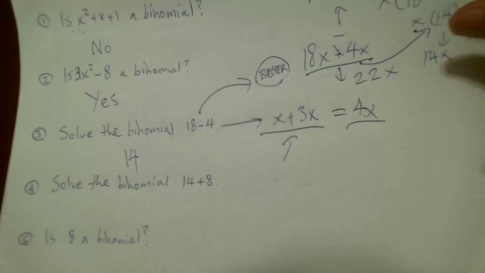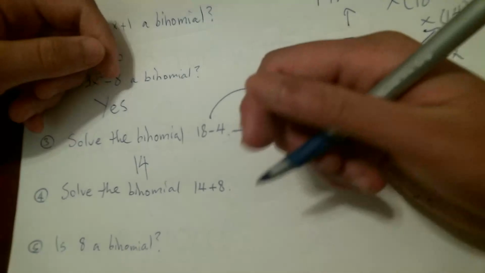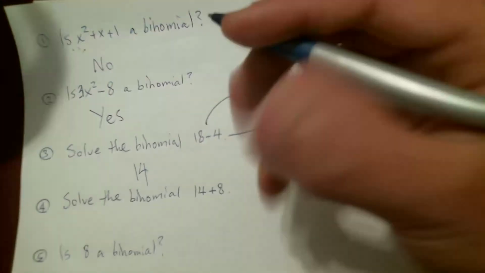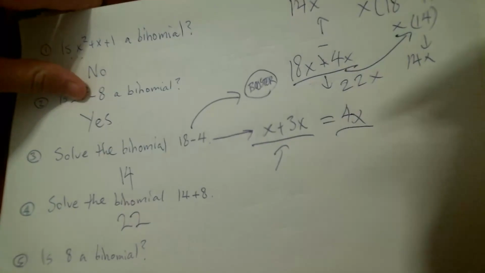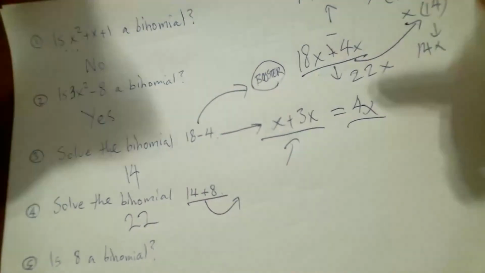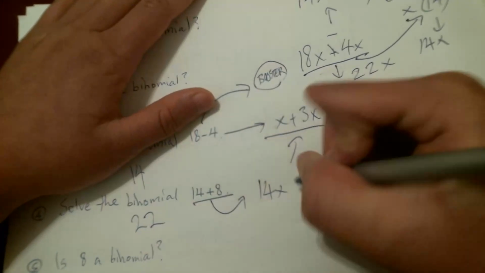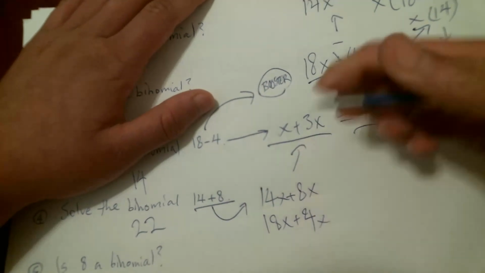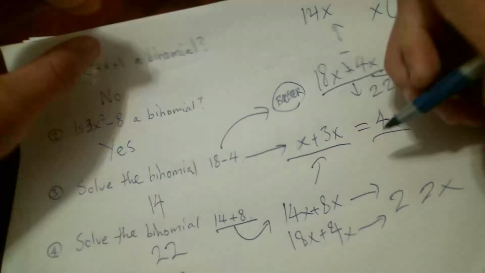Alright, let's do the fourth one. This one asks to solve the binomial 14 plus 8. We can just use arithmetic to solve that, so that's 22. And we can add another booster, which is like this, except instead it's 14x plus 8x instead of 18x plus 4x. Nevertheless, these two would still get the same answer of 22x.